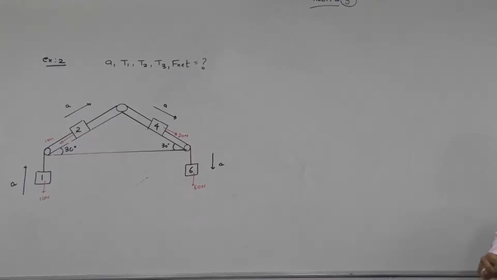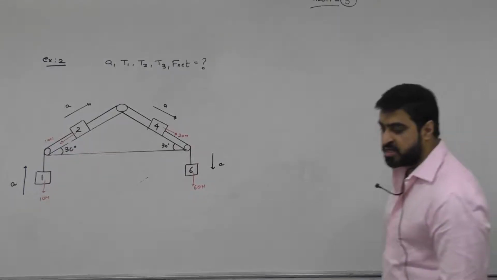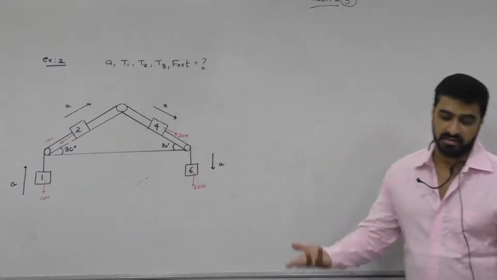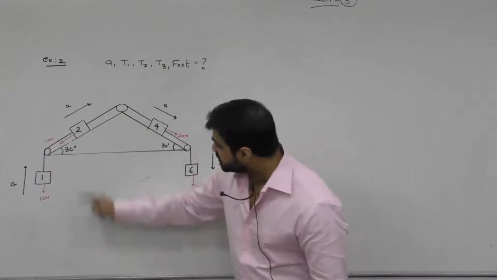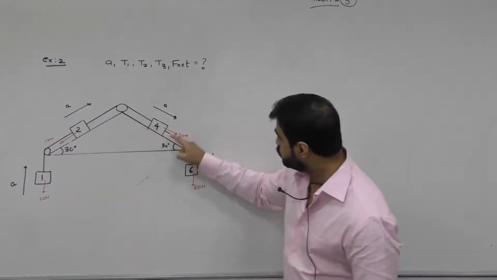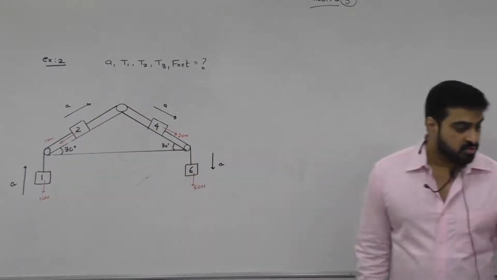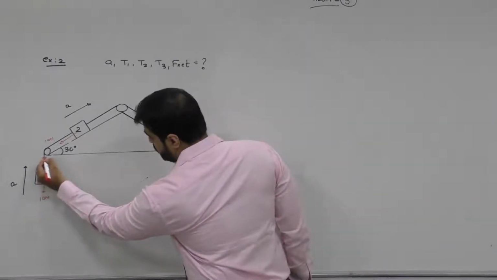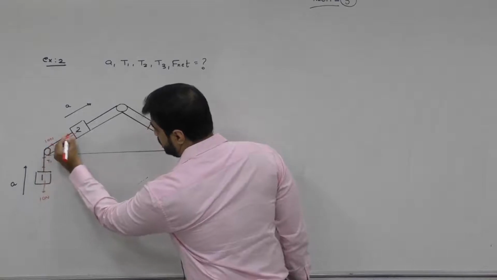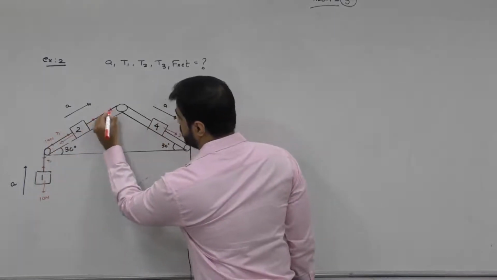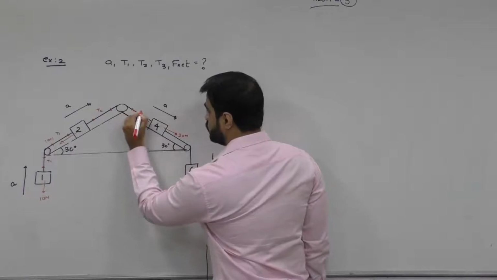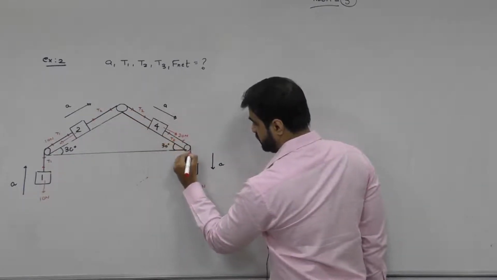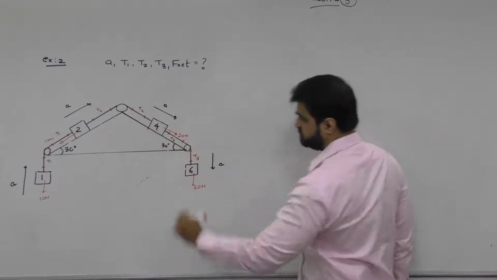Correct? Okay, can anyone tell me how many strings are there? What is this? Three different strings are there. 1, 2, 3. So how many tensions will be there? 3. Look. T1, T2, T3. Correct? Can you see it?